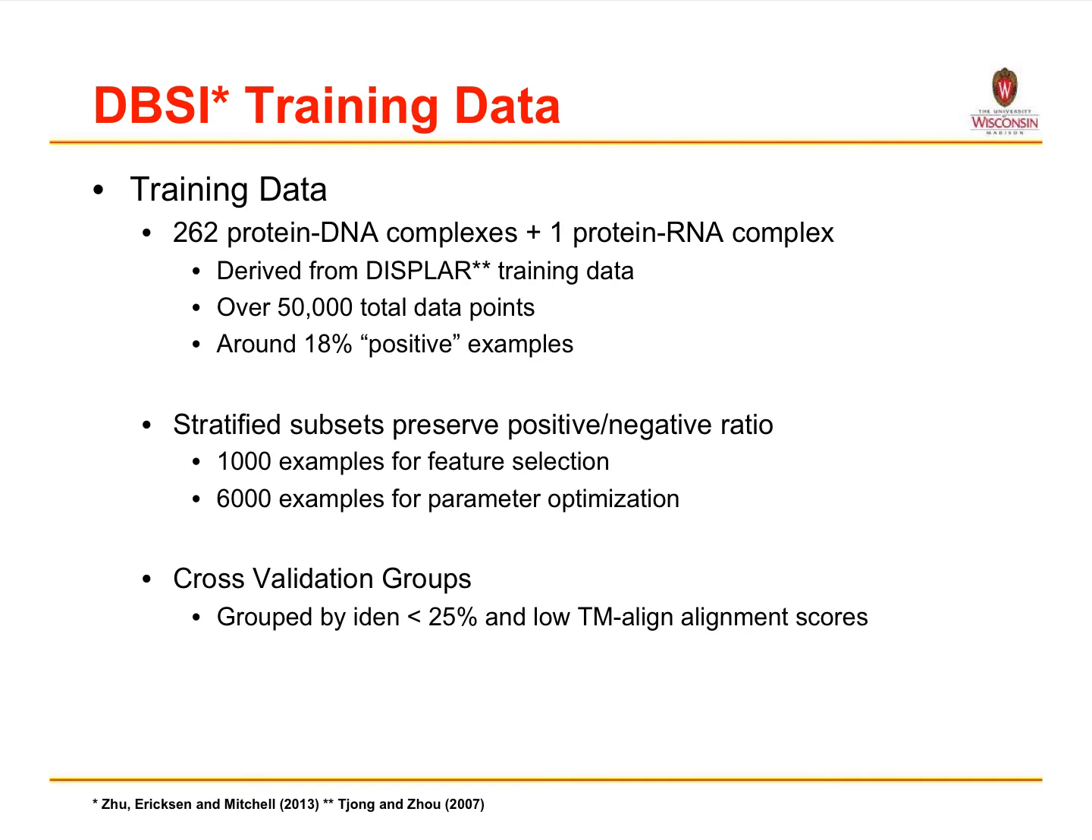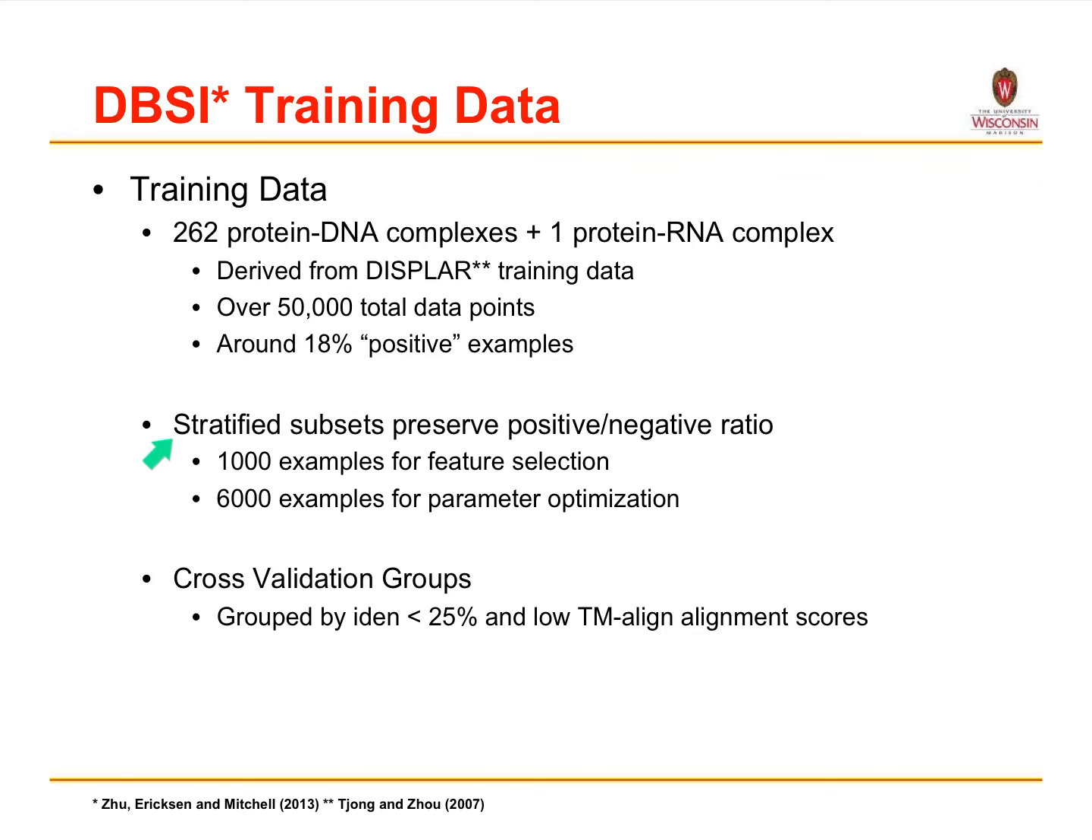Now, for training data, we took 262 protein DNA complexes. These are derived from a paper on a method called DISPLAR, which is the closest prior art that we found in order to do comparisons with an existing model. In their training data set, one protein RNA complex snuck in there, but we decided just to go ahead and leave it. This gives us over 50,000 data points, and around 18% are positive examples. So 18% are binding residues, and the remaining 82% are non-binding residues.